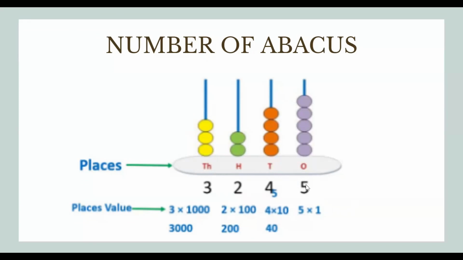5 is at the ones place. That's why it's 5 multiplied by 1. So we are putting 5 round balls here. 1, 2, 3, 4, 5. In 45, 4 is at the tens place. So we will go to the second line and put 4 orange beads. Similarly, 2 is at the hundreds place and there are 2 green beads, and in the thousands place there are 3 yellow beads.